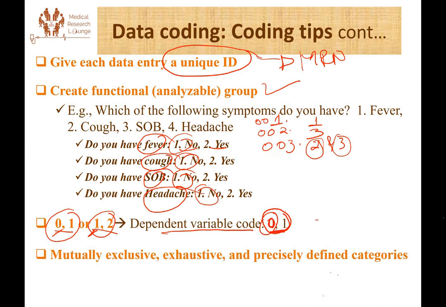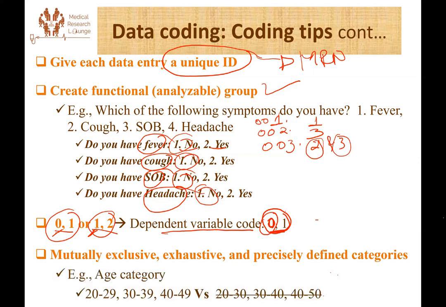And the other is we have to create mutually exclusive and precisely defined categories. For example, when we categorize age, for the software, we have to give it like this, like 20 to 29, 30 to 39.